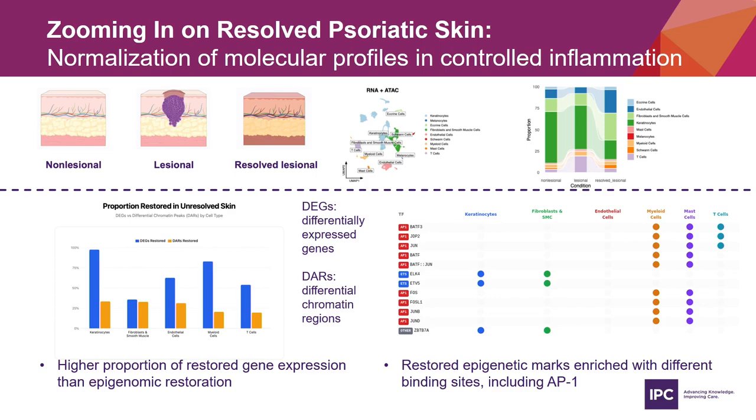But the key thing that I want to share with you is that for genes or peaks that got dysregulated in the lesional skin, how many of those actually got normalized in the resolved skin from the same individual? You should see that the key message is that, for example, in keratinocytes, a majority of those dysregulated genes in the lesional skin got normalized in the resolved skin. And there are different variations for different cell types. But the key thing is that the epigenetic marks are much less normalized in the resolved skin. So the epigenetic changes that get normalized are more subtle than the differentially expressed genes.